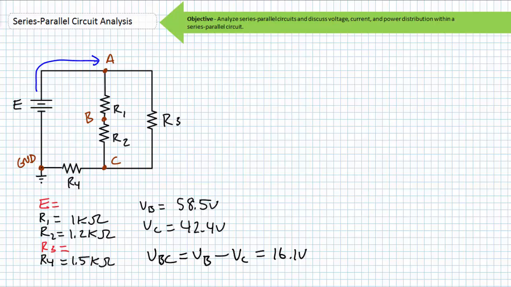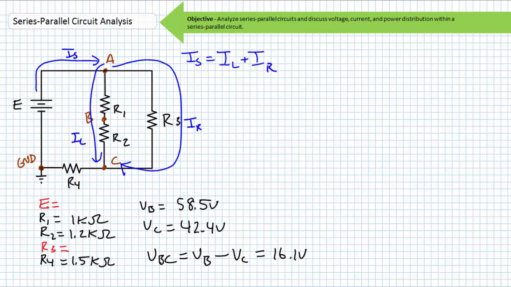Source current will leave the positive terminal and enter node A. Current will split into two paths. IS equals I left plus I right. That current traveling the right branch only travels through R3. Therefore, I right equals I3. That current traveling through the left branch must travel through R1 and R2 in series to get to node C. I left equals I1, which equals I2, because R1 is in series with R2.